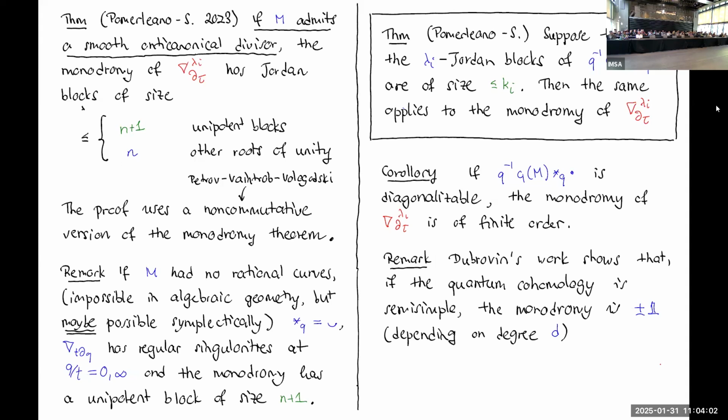Okay. So now there's one case of this which was already known, which is if the quantum homology is semi-simple. Now here I don't have a lot of parameters.